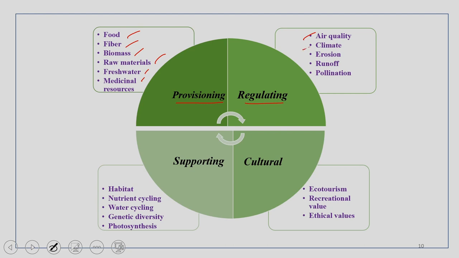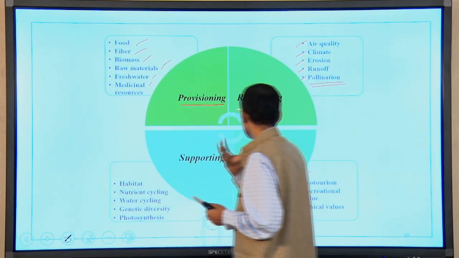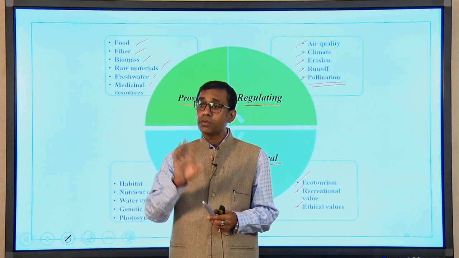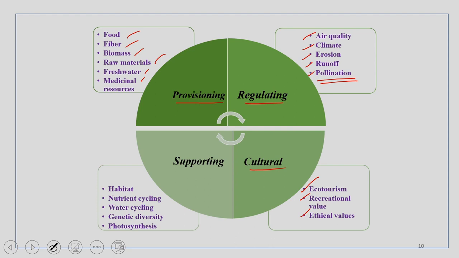Regulating: air quality, climate, erosion, runoff, pollination. I need not say how important pollination is for agriculture, crop growth and so the food. Cultural: ecotourism, recreational value, ethical values of various systems. To give an example, here in the Northeast, if you go to Nagaland or Meghalaya, there are various ecosystem structures and cultural beliefs that are involved in one way or another with daily human life. The Northeast is very, very important as far as cultural services are concerned. Supporting: habitat, nutrient cycling, water cycling, genetic diversity, photosynthesis. These all come under the supporting services of an ecosystem.